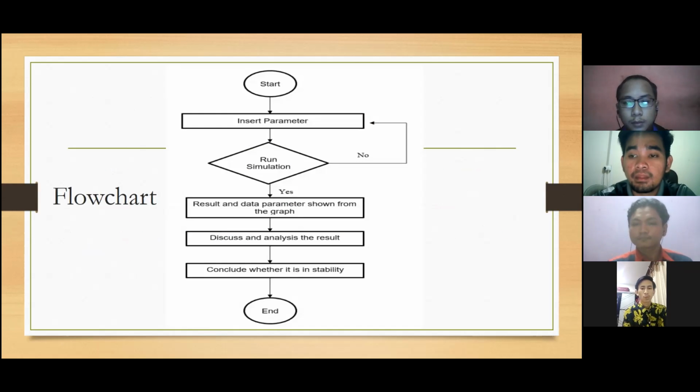Okay, our flowchart. So we start from the start, then insert our parameters. Then we have to run our simulation. If there is negative feedback, it will go back to insert the parameters. Then after we have the correct parameters, we go to the result and the data parameters shown by the graph. Then we discuss the analysis of the graph, then conclude whether it is stable. That's all from me.